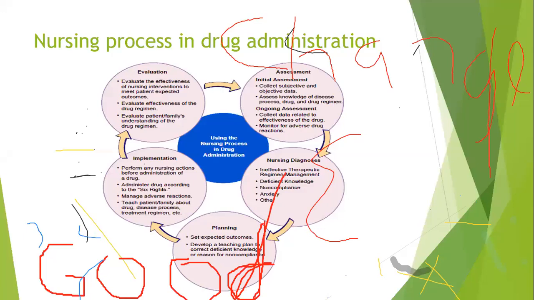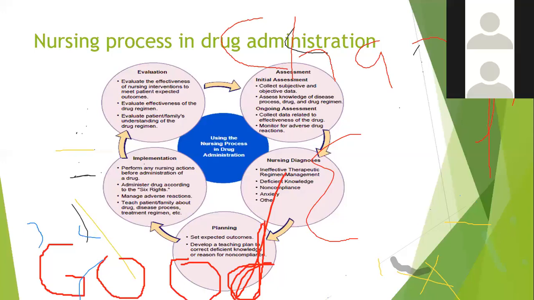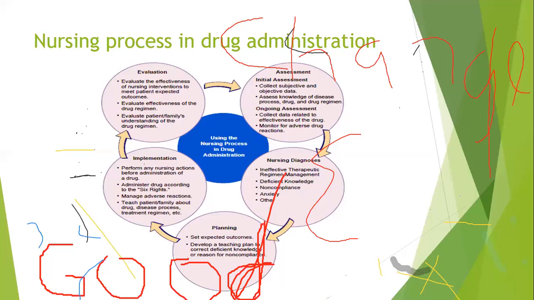But these rights they are talking about include the right patient, the right drug, the right dose, the right time, the right reason, observing the right response, and the right documentation. So it depends on your school of thought. These rights, you must implement them. And in the implementation phase also, you have to manage adverse reactions. You teach patients or family about the drug, the disease process, and the treatment regimen.